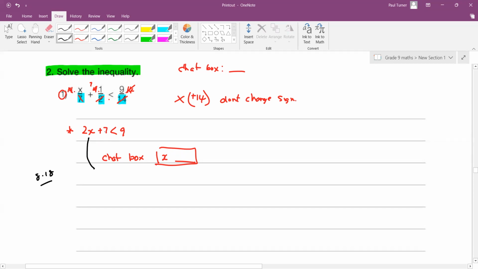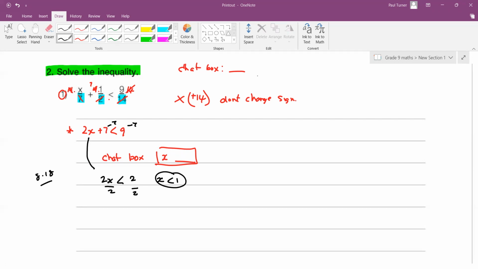So we've got a 7 here, which we don't want. So subtract 7 from both sides. So 2x is less than 9 minus 7, which is 2. Okay, so now divide by 2. Positive number, so leave the sign alone. x is less than 1. Okay, and you can put it back in there and check if you like. All right, so let's just stop there for that one.